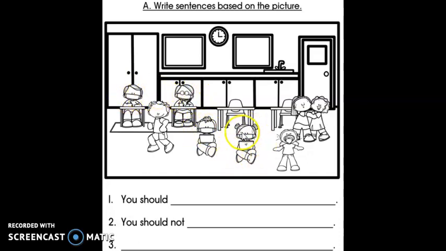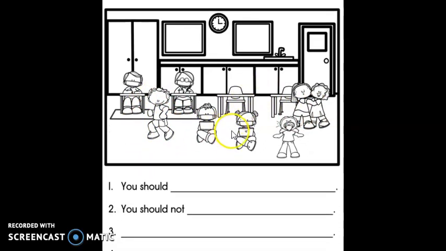They are sitting. So, this girl is crying. So, these two girls are playing. This boy is running. So, what should you do in the class? Okay, think of what you should do in class and what you shouldn't do in class. Apa yang awak patut buat dalam kelas, apa yang awak tak patut buat dalam kelas. Okay, let's look at this girl.